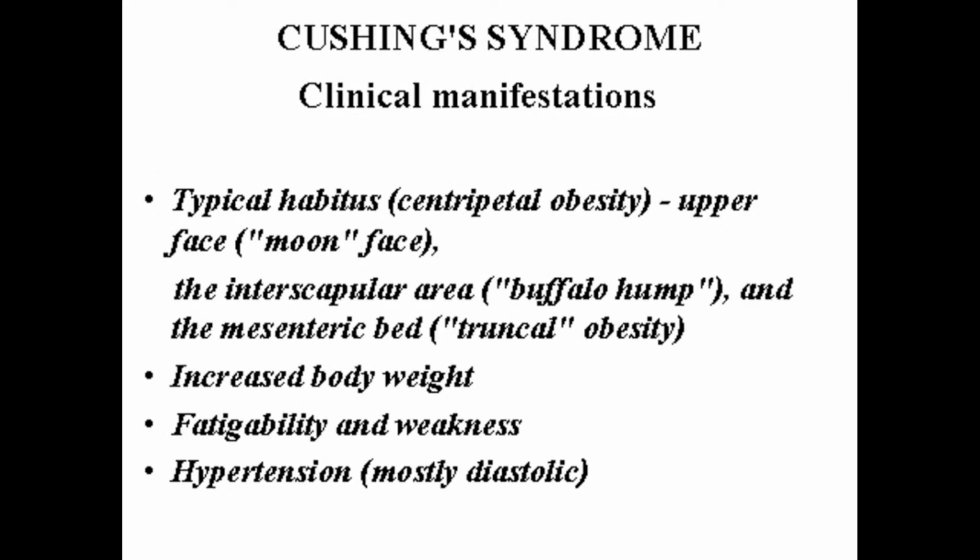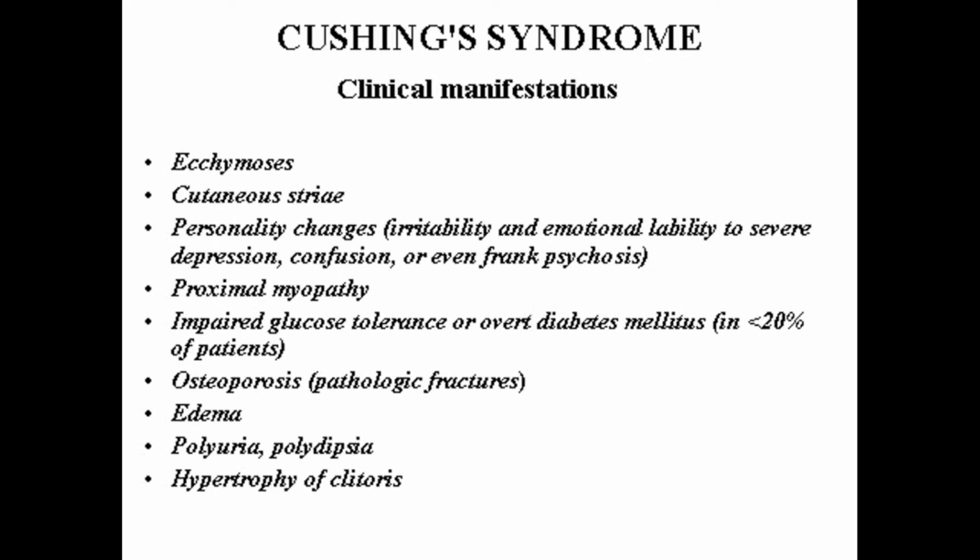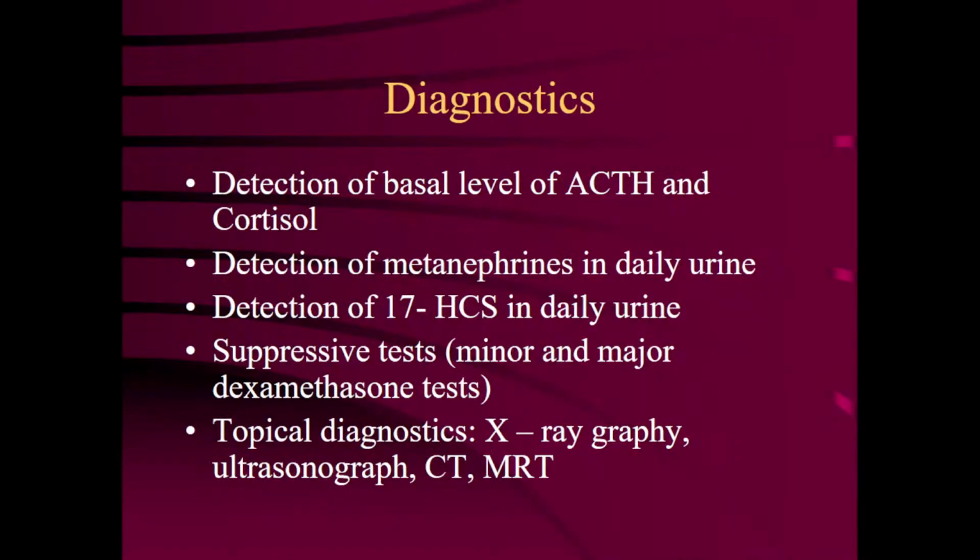All clinical manifestations are very characteristic: typical habitus, increased body weight, centripetal obesity, fatigability, weakness, hypertension, which is mostly diastolic. What about any other clinical manifestations? Ecchymosis, cutaneous stria, personality changes, proximal myopathy, edema, osteoporosis, hypertrophy of clitoris can be present.